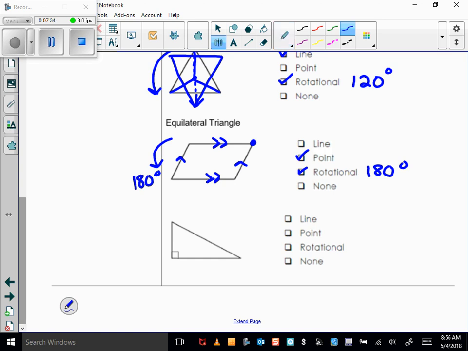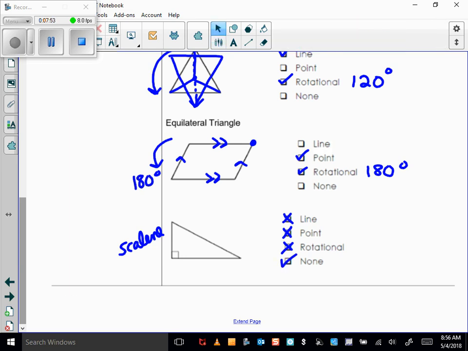Okay, how about this right triangle here? Do we have line symmetry? This is a scalene triangle, by the way. All the side lengths are different. We don't have line symmetry. We don't have point symmetry. We definitely don't have rotational symmetry. So what we do have is no kind of symmetry. No symmetry there for that scalene right triangle.